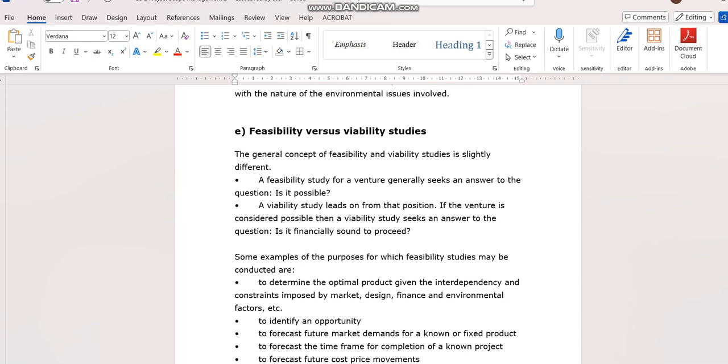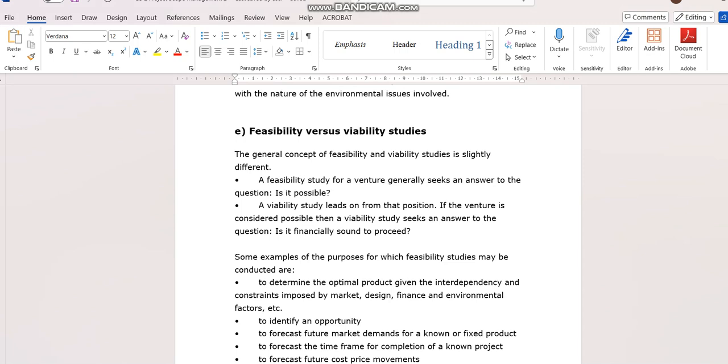And then there are also viability studies. So a feasibility study seeks to answer: is it possible? And viability studies in some projects are very important because they answer whether the project is actually technically sound. Okay. So there is a little bit of a difference. All right, not a little bit. It's a completely different thing, I should say.